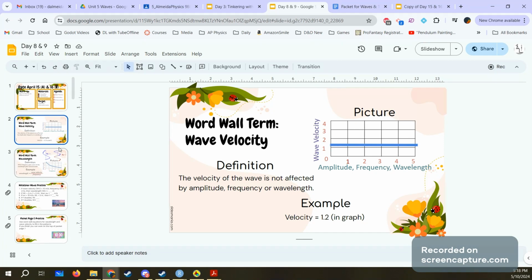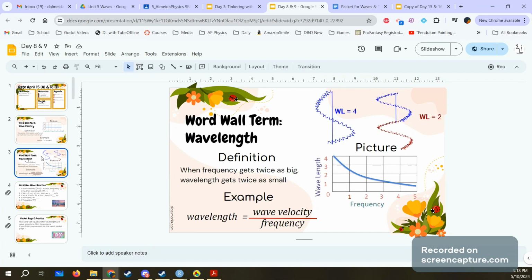The next part of that lab was messing around with wavelength and frequency and seeing the relationship between those things. We realized that they have an inverse relationship, meaning that if we double the frequency, it cuts the wavelength in half. And so we were able to put those two equations together and get this combined equation here, that wavelength equals wave velocity divided by frequency.